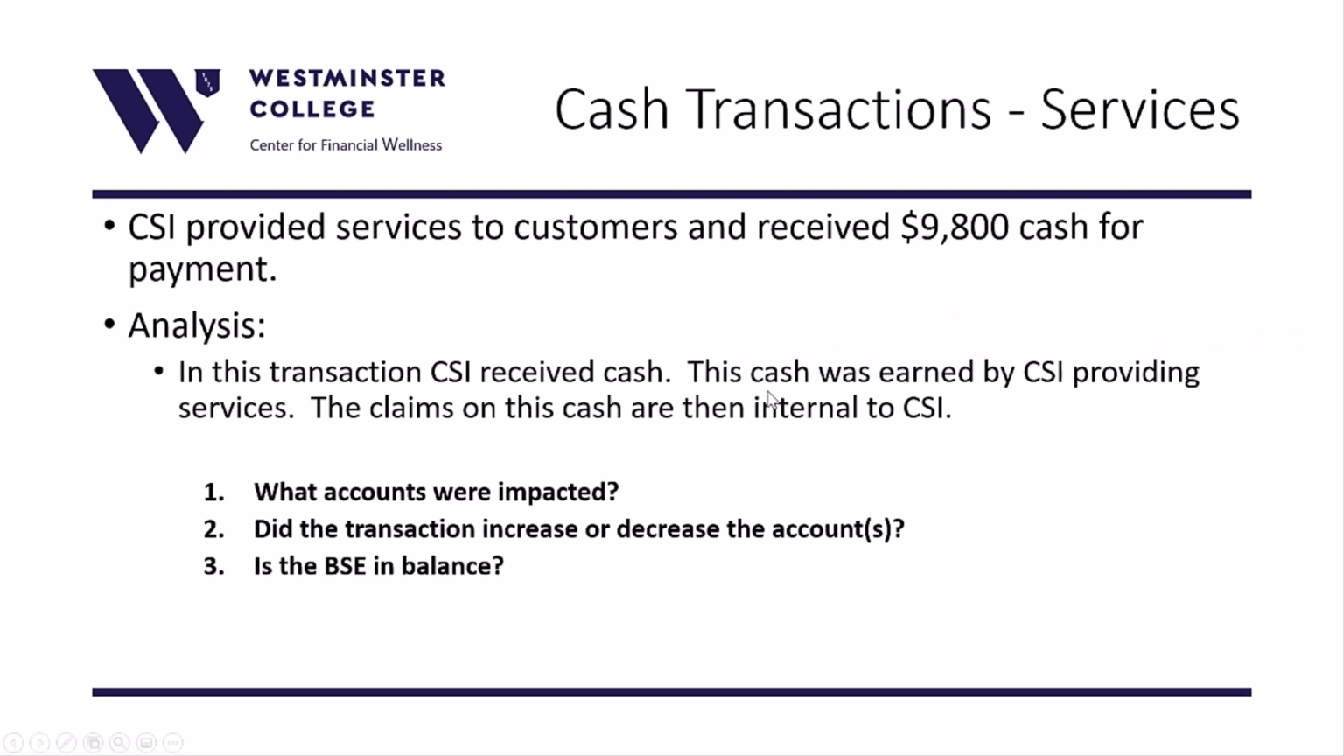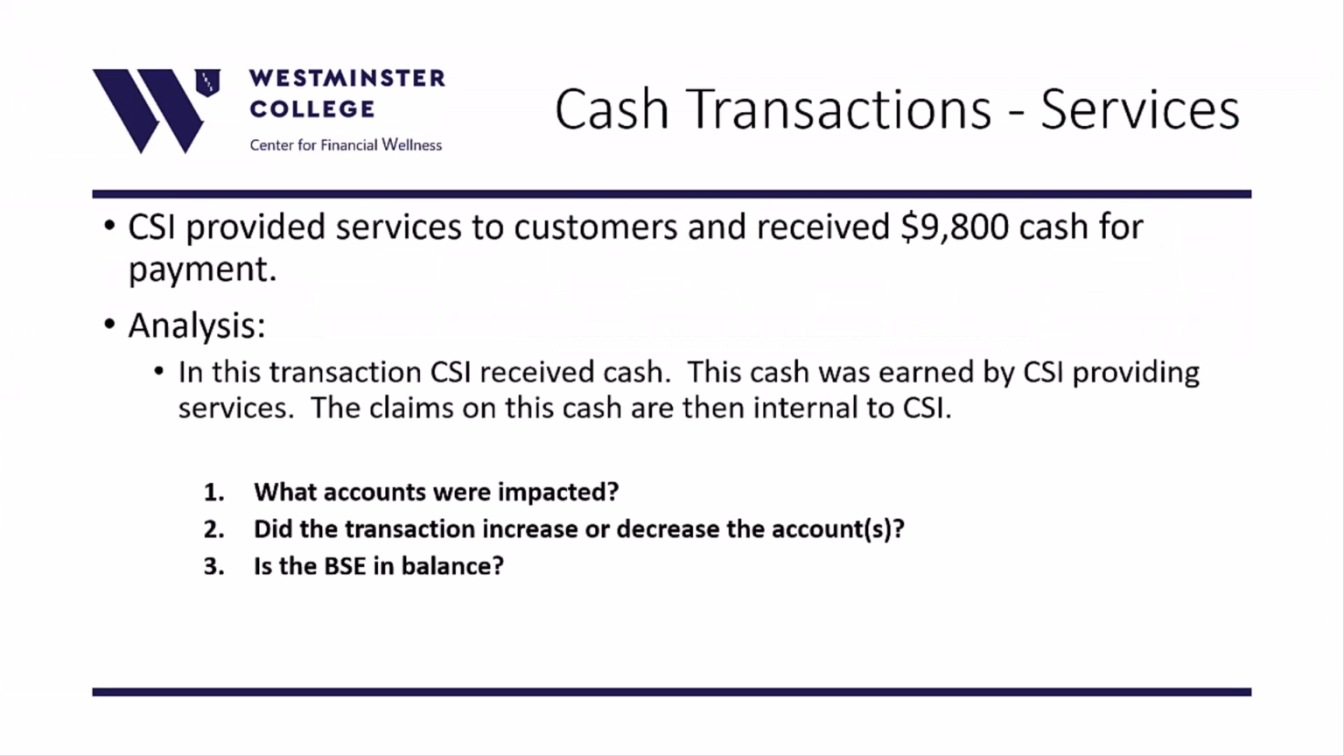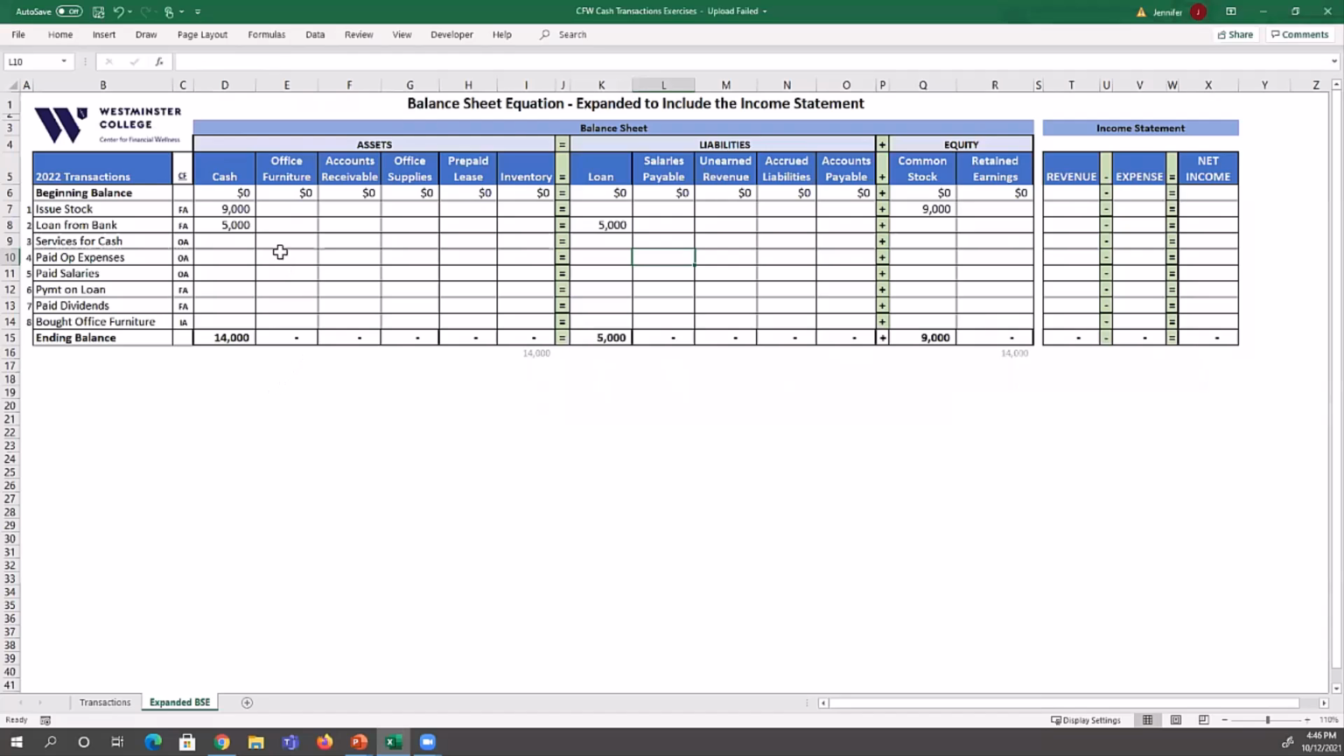All right, let's go to our balance sheet equation. All right. So once again, CSI is increasing cash, but how are they doing it this time? It's not going to be external. They're actually creating this internally.